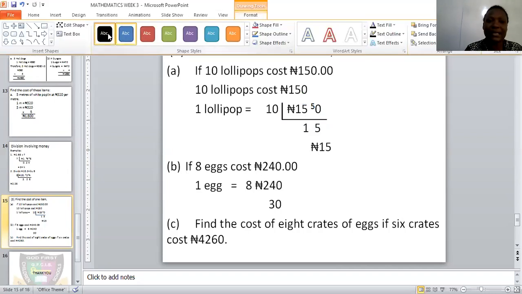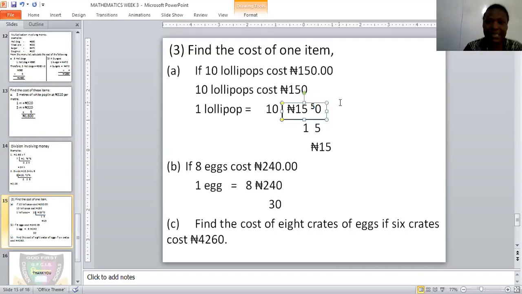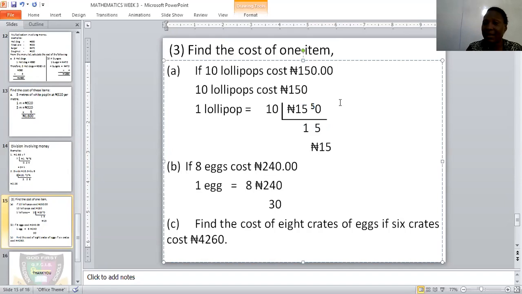10 times 1, 10, 10 times 2, 20. Oh, 20 is more than what we are looking for. I will stop at 1. That's 10. 15 take away 10, you have 5. You put the 5 beside the 0, it becomes 50. How many times do you see 10 in 50? That's 5 times. So the answer is 15 naira.